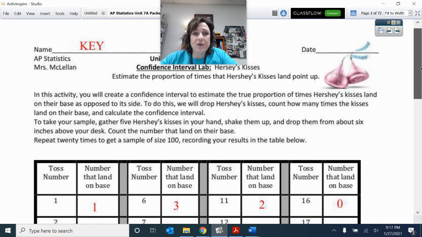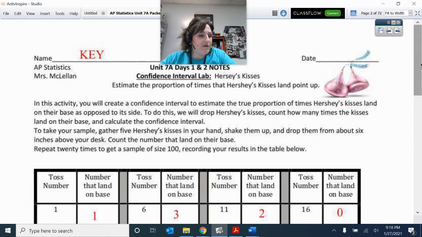Okay, so we're going to do an activity. So I hope that you have this. Maybe you have some Hershey's Kisses, or you can go and get some. In this activity, we're going to create a confidence interval to estimate the true proportion of times that Hershey's Kisses land on their base as opposed to their side.